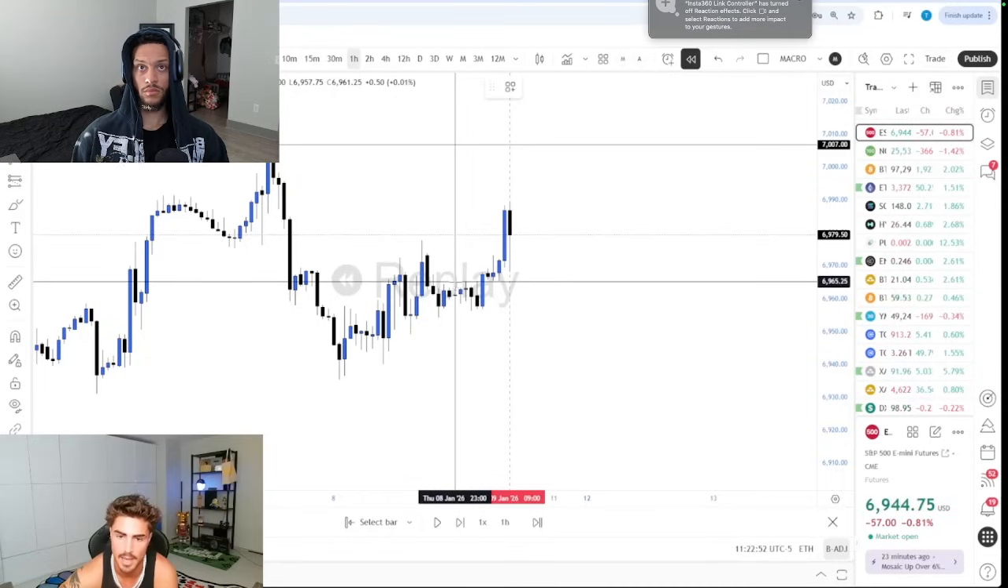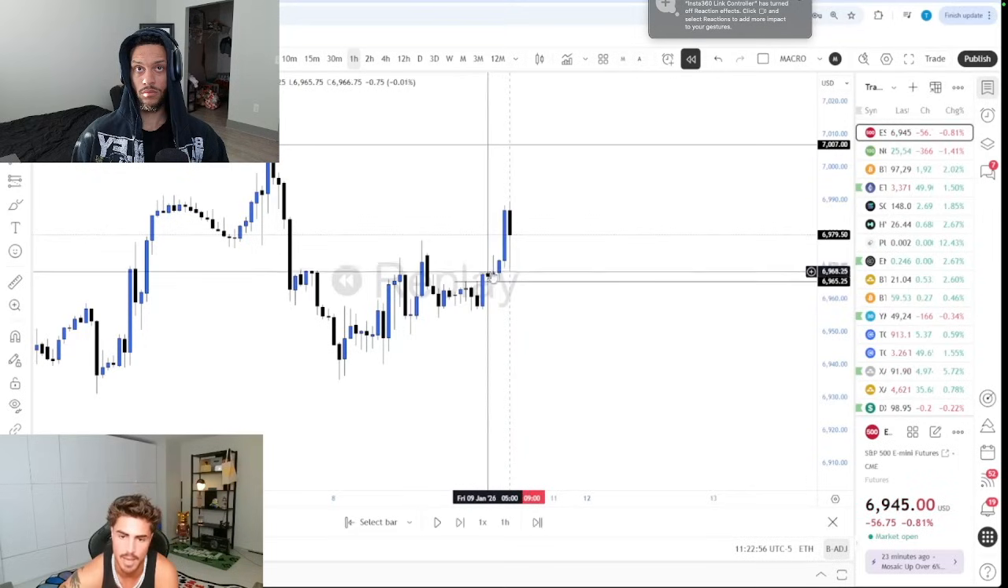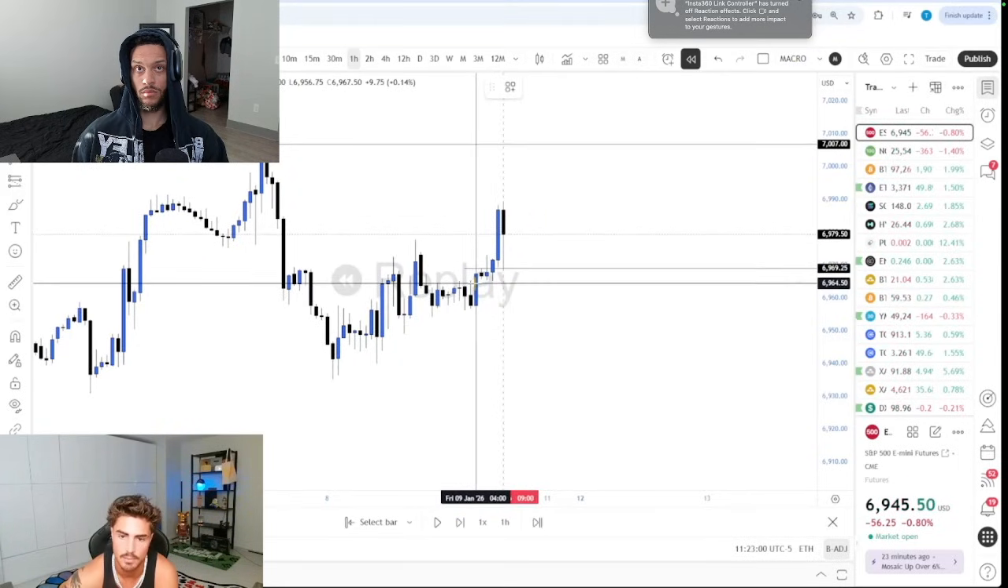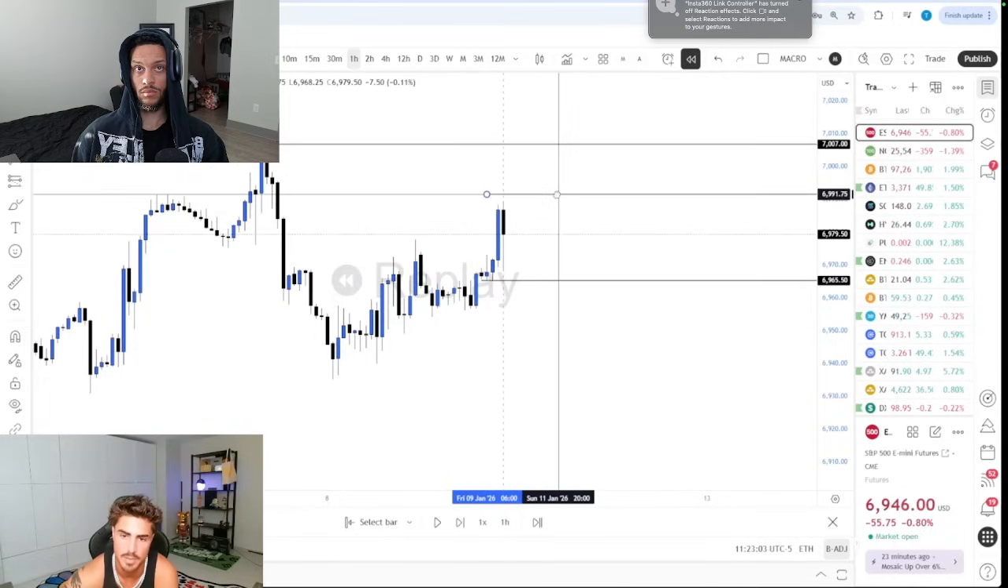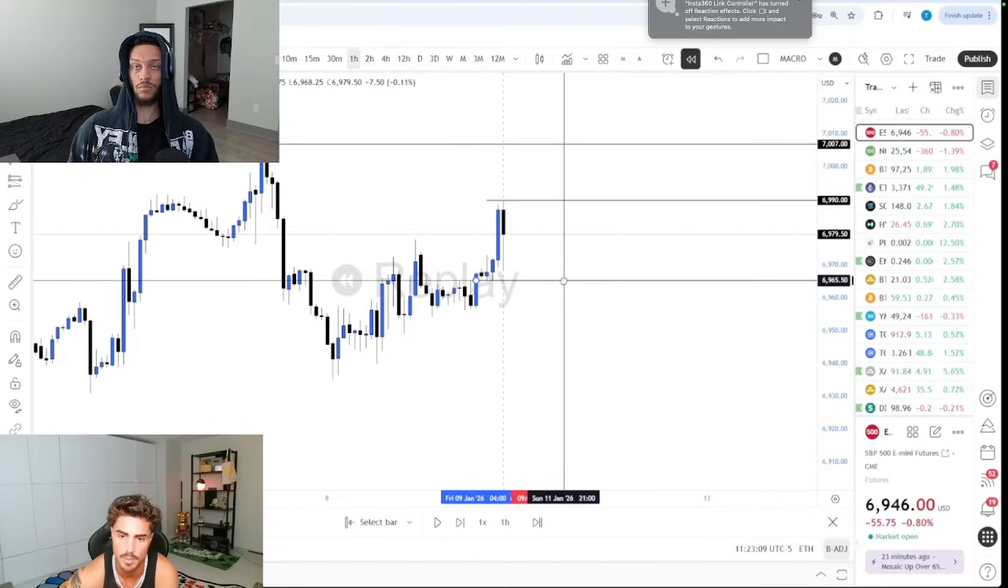We have a high right here. Awesome. We have a low right here. We push past that high. We have a higher high right here, and then we have a higher low right here. And then from there, we push up, make a higher high, and we're about to form another higher low. Now, coming into the market on this day, what am I going to be looking for?